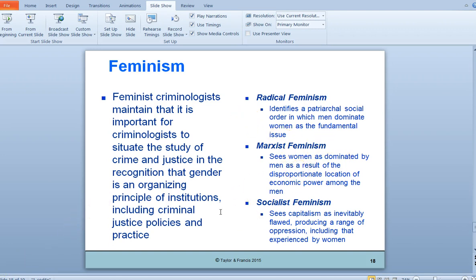And there are three subcategories under feminism. Radical feminism identifies a patriarchal social order where men dominate. Marxist feminism sees women as dominated by men as a result of the disproportionate location of economic power. And socialist feminism sees capitalism as inevitably flawed, producing a range of oppression, including that experienced by women.